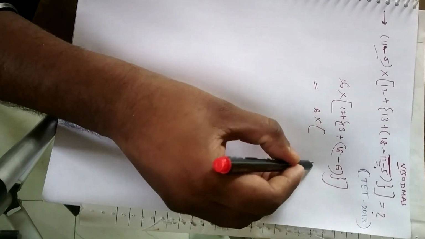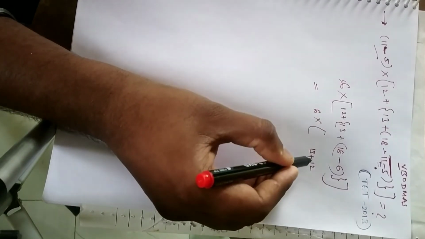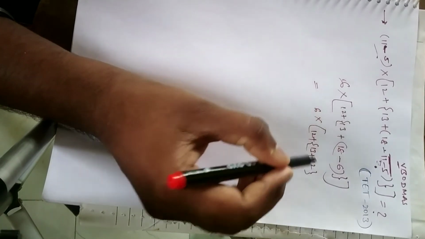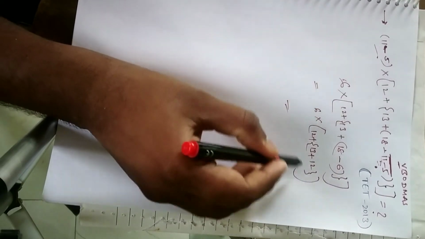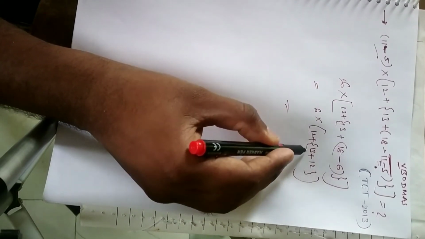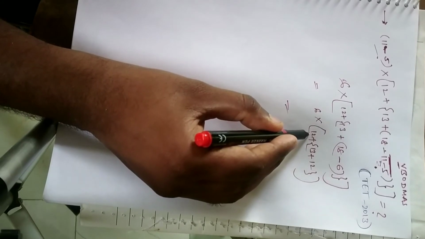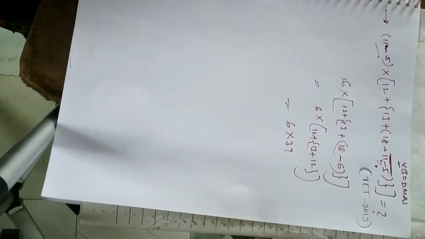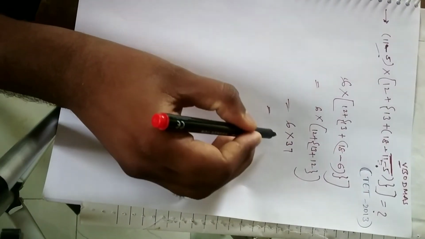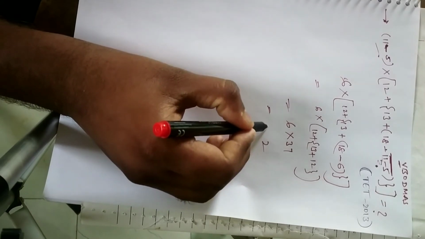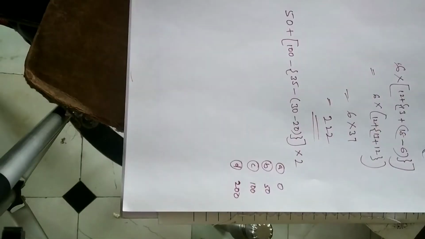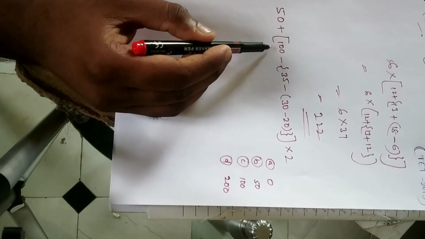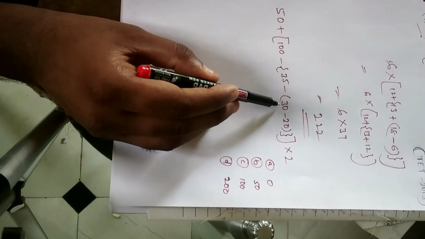Plus, right? Now 13 plus 12, 25. 25 plus 12, 37 into 6. 37 into 6 is nothing but 222. 222 is the answer. Our next question is 50 plus open bracket 100 minus open bracket 35 minus 30 minus 20 bracket close into 2.